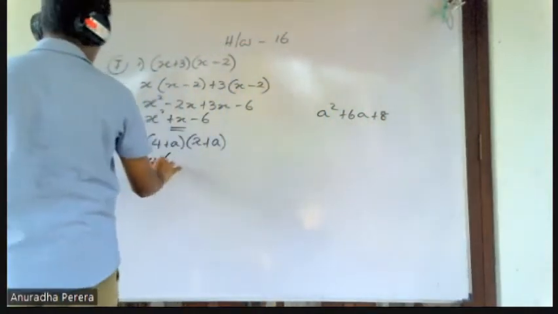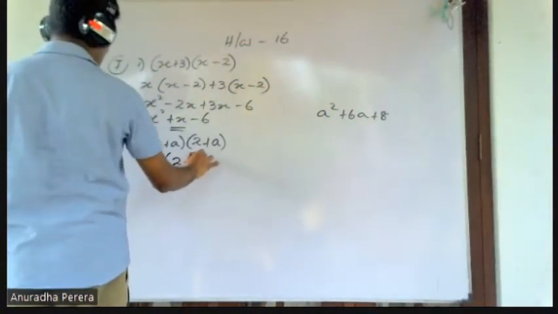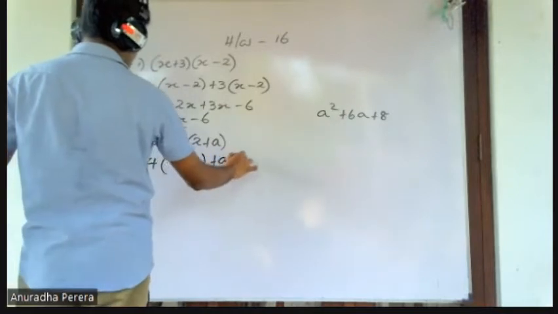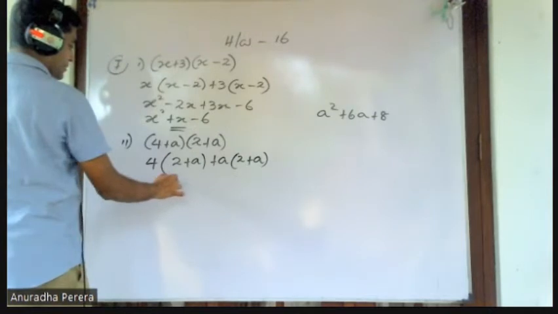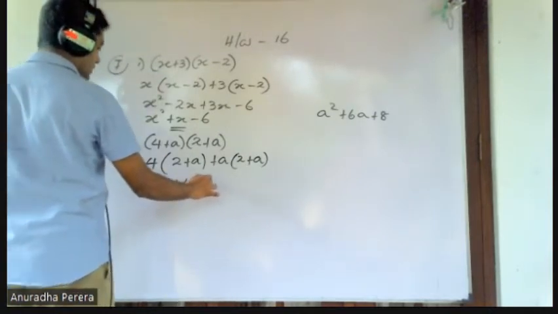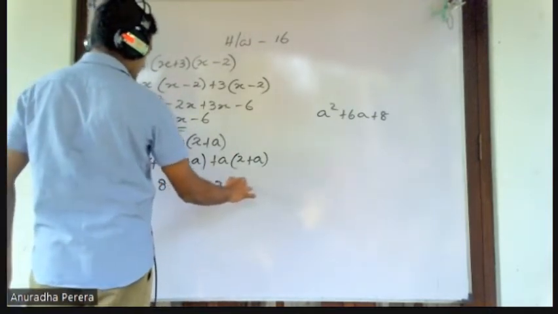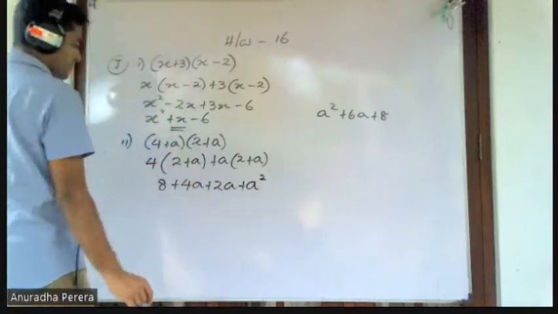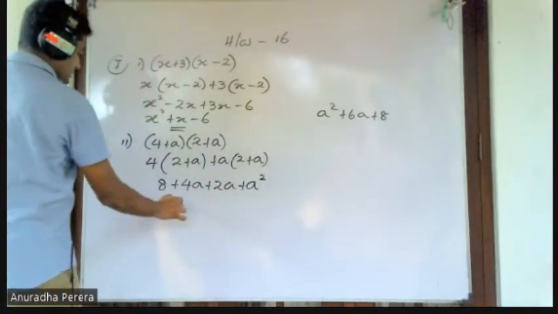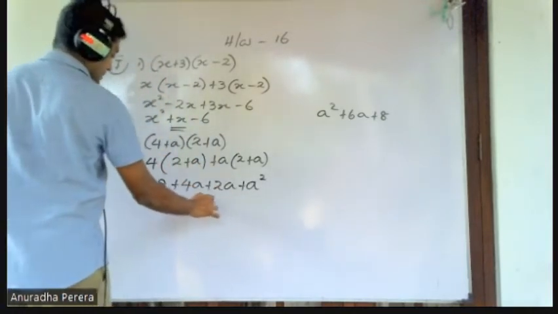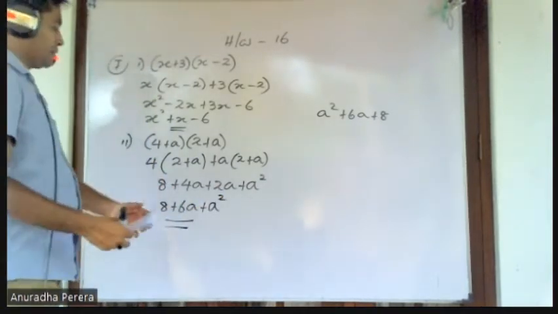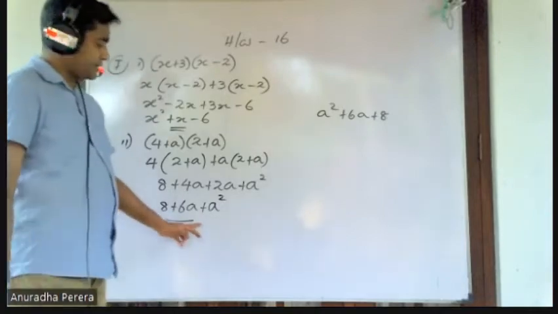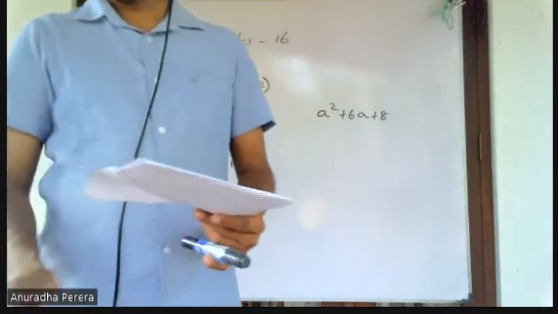4 times 2 plus a, then a times 2 plus a. 4 into 2, 8. 4 into a, 4a. 2 into a, 2a plus a squared. Right. 8 plus 6a plus a squared. Yes, the answer is correct. The terms can be changed, no problem. 8 plus 6a plus a squared.